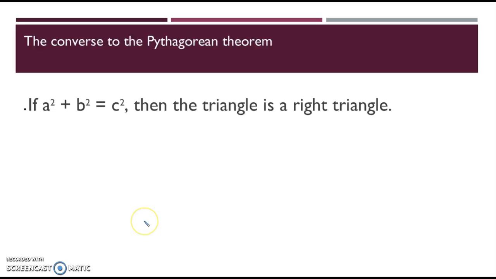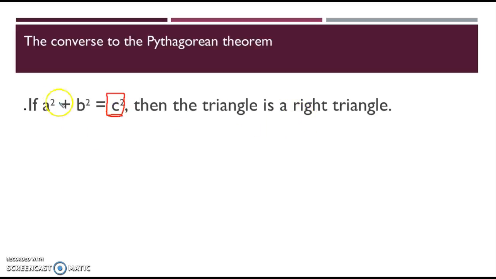We also have what we call the converse to the Pythagorean theorem. Okay, and remember the Pythagorean theorem says that if we know it's a right triangle, then we can use a squared plus b squared equals c squared. Well, the converse is the opposite, and it says that if I plug in my 3 sides, making sure that the longest side was c, and a squared plus b squared equals c squared, then I know it's a right triangle.